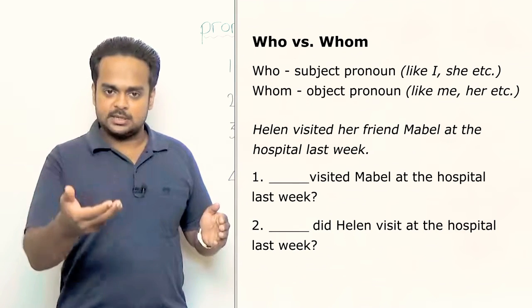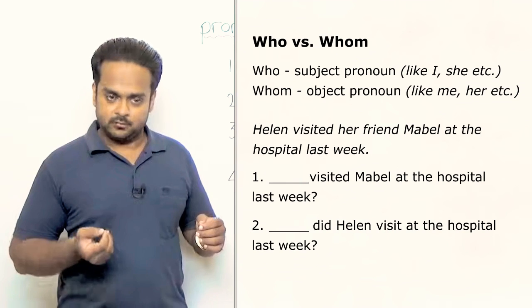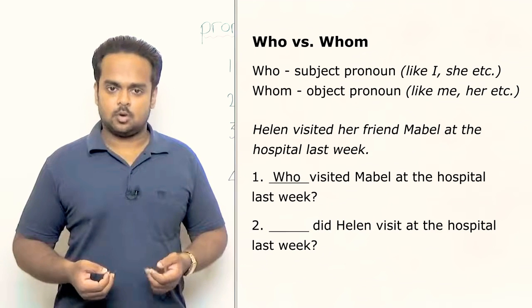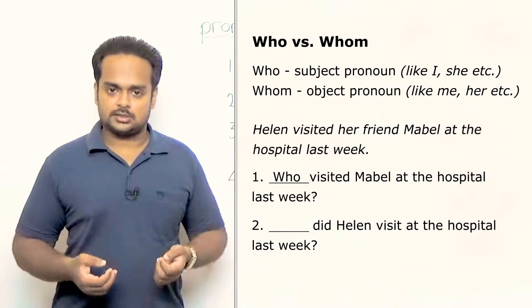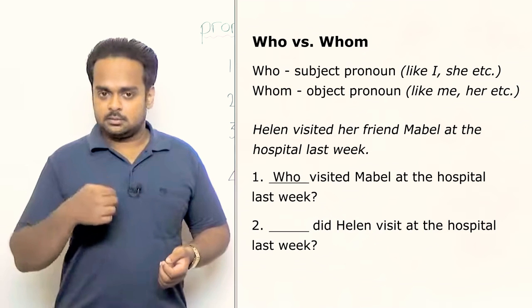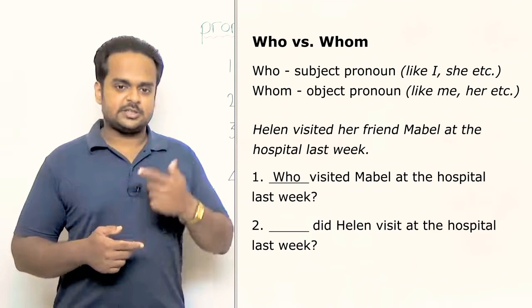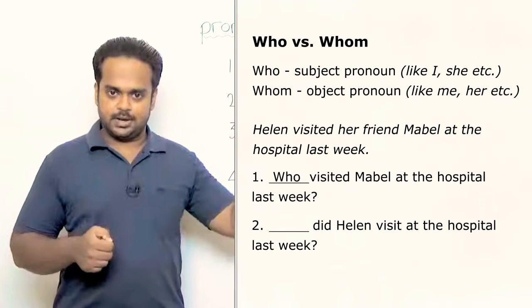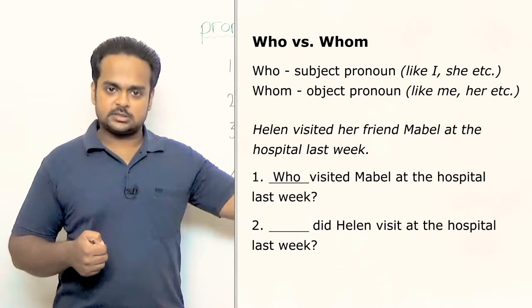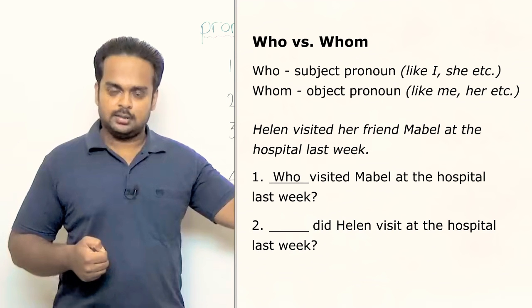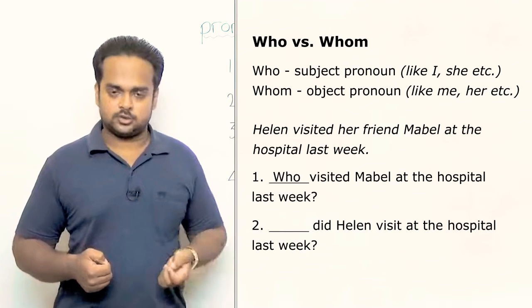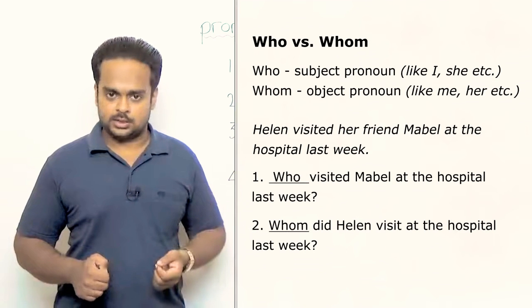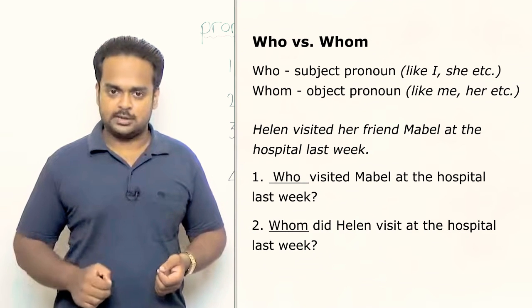That is, we're asking about the subject. For that reason, we use who. Who visited Mabel last week? Or who visited Mabel in the hospital last week? In the next sentence, it's the opposite. We know that Helen visited somebody, and this time we want to ask about that person. That person is in the object position. So, whom did Helen visit in the hospital last week? Did you get both of those right?